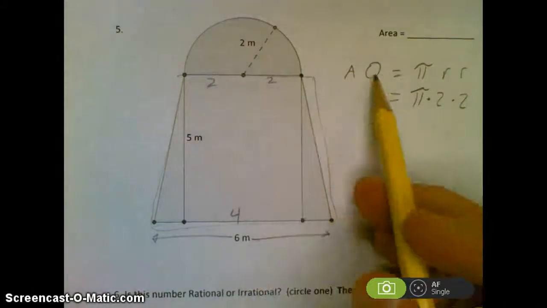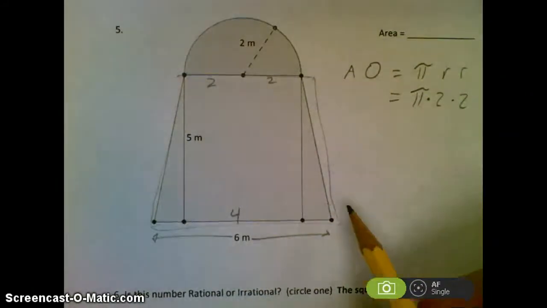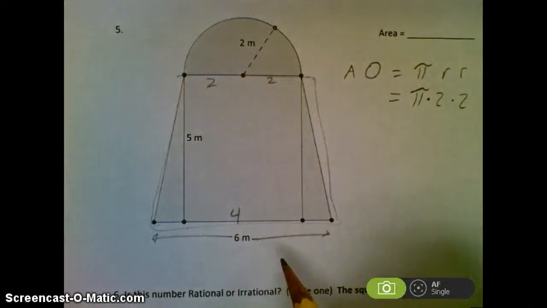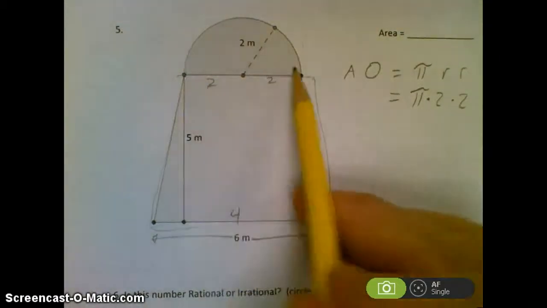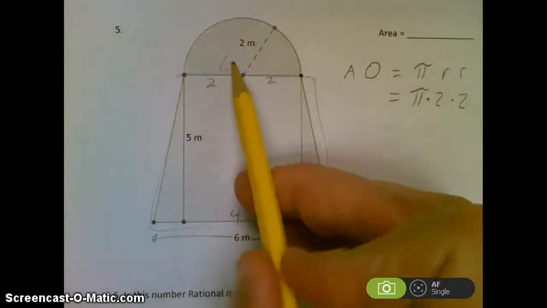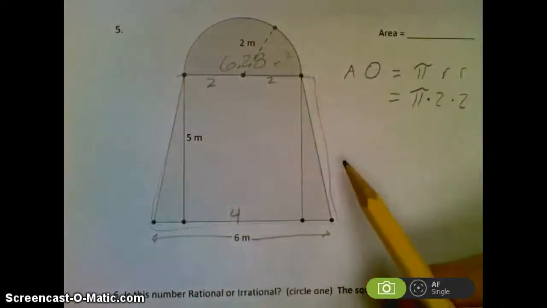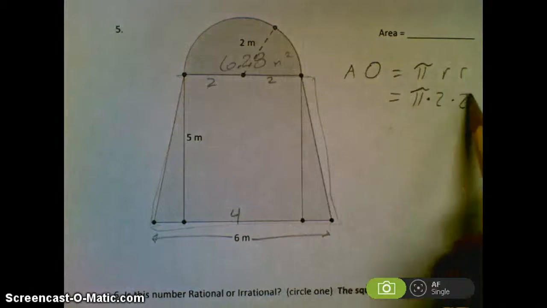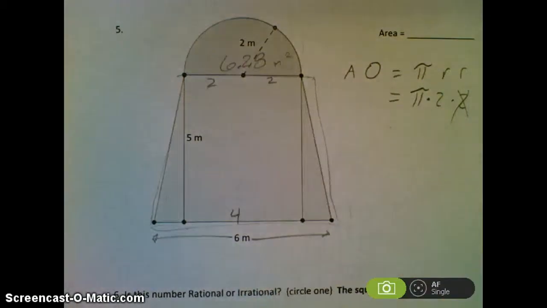But we don't want the area of a whole circle, we want the area of a half circle. So this answer here, you would cut it in half, or divide it by 2. The answer for this circle would end up being 6.28 meters squared, because it's just pi times 2. Since we're dividing that in half, then you add that to the area of this trapezoid. And I already went over how to get the area of a trapezoid.